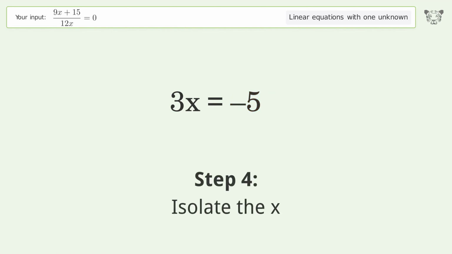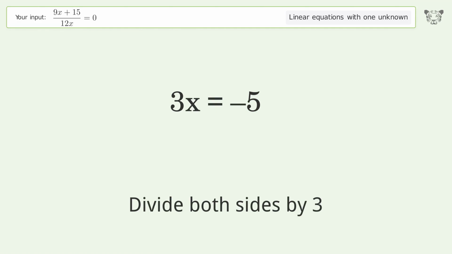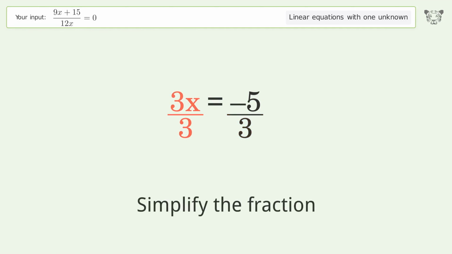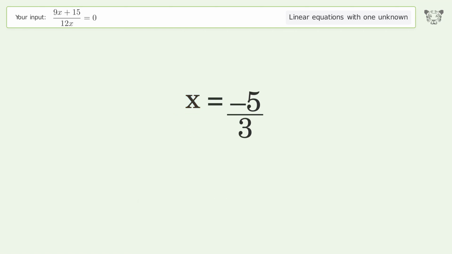Isolate the x. Divide both sides by 3. Simplify the fraction. And so the final result is x equals -5/3.